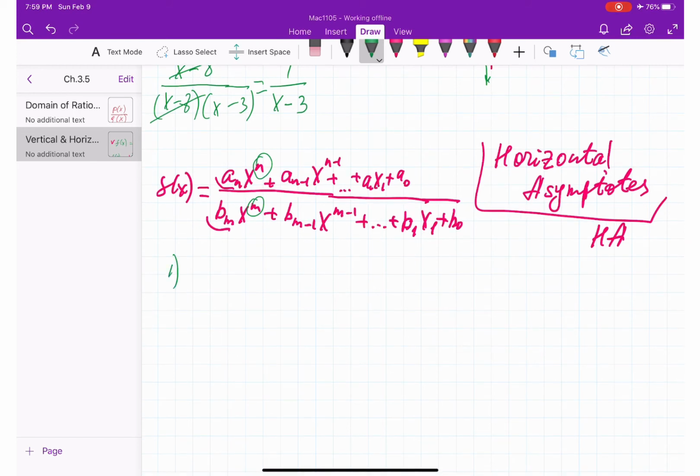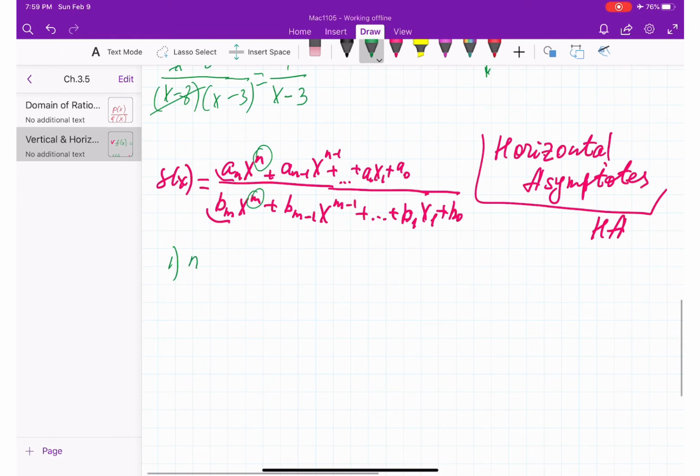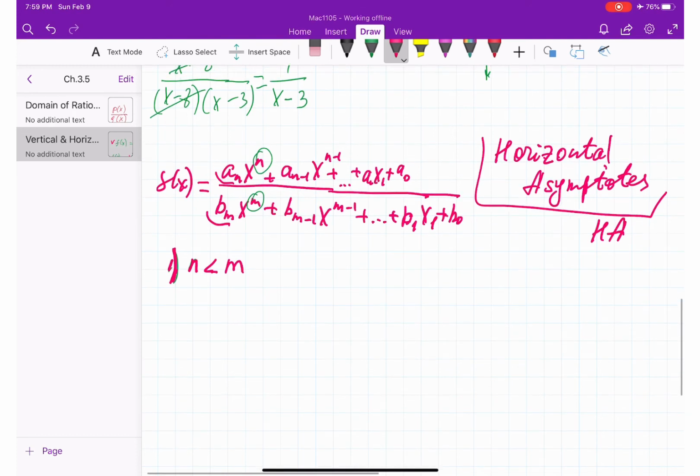If the highest degree of the numerator, which is n, and let me use red color because this is the rule. So if the highest degree of numerator is less than the highest degree of denominator, which is m, then y is equal to 0 is my horizontal asymptote. Y is equal 0, it's going to be this graph. This is your horizontal asymptote, right? Y is equal 0.